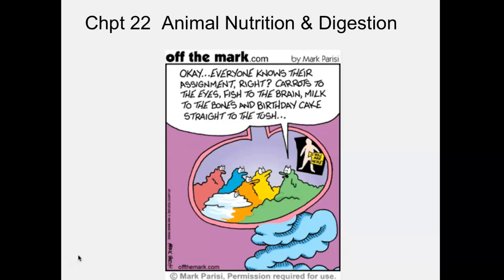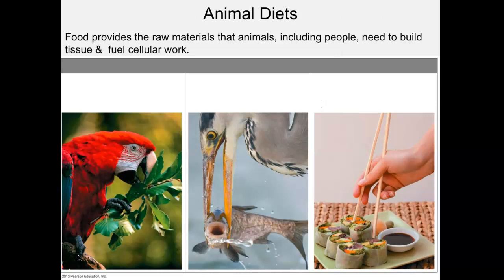So the first thing we have here is we're going to have different kinds of diets that exist. You guys are probably all familiar with these words. If you are an herbivore, that means you feed on plants or algae. So you're going to subsist on photosynthetic organisms of the world. You can see this bird, a parrot here, is an herbivore.